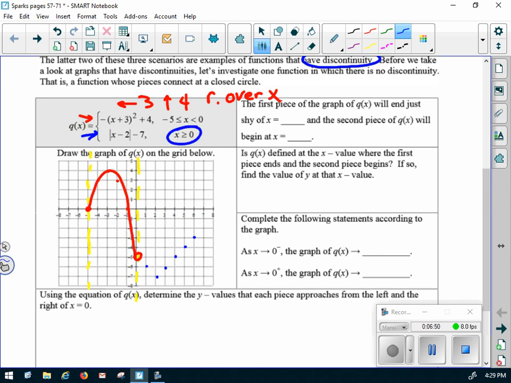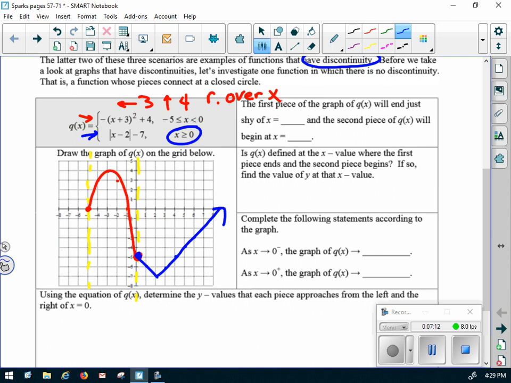Because of this, we know that this guy owns the fence. So his closed circle will fill in that open circle. This function is continuous at x equals 0 because if I graph this function from left to right, I never have to lift my pencil.